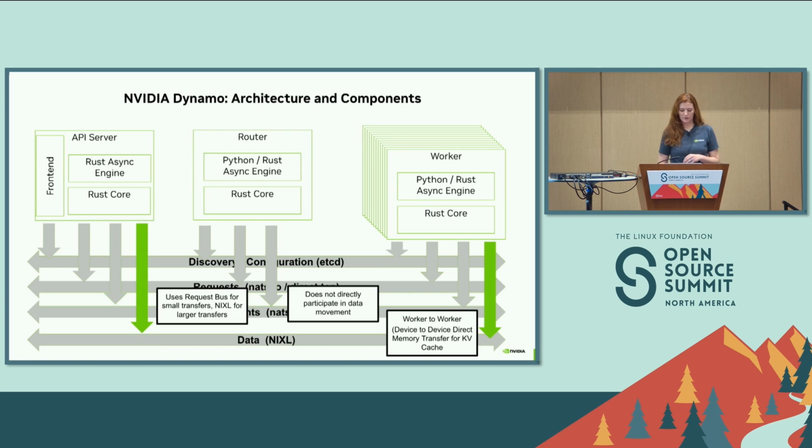And then finally, the heavy chunk is the data plane, supported through NIXL. The front end will use the request bus for small transfers and NIXL for larger transfers, and it will send the data in the request directly to the worker, bypassing the router. So the router, as you can see, does not really need to participate in the data movement, because it's not particularly its job in that scenario.